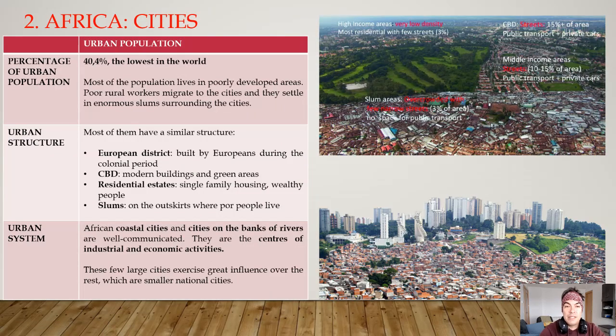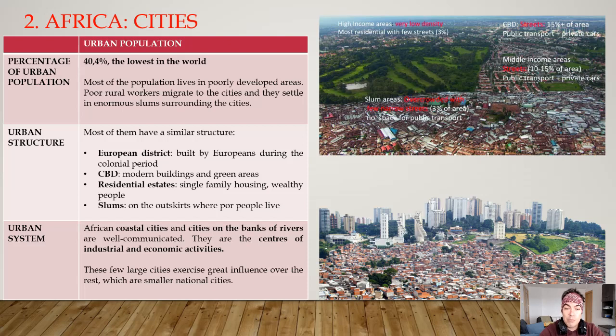So how are the cities in Africa? First, we have to take a look at the urban population. In Africa, around 40% of the population lives in cities. This is the lowest percentage in the world, compared with other continents. Why? Because most of the population lives in poorly developed areas. Remember that Africa is the poorest continent in the world.